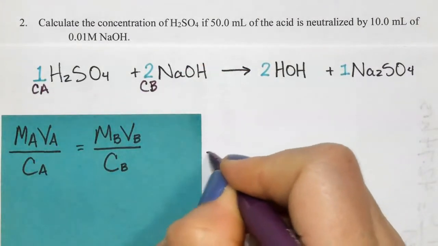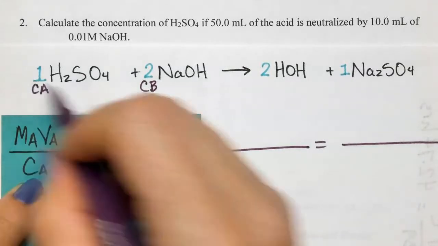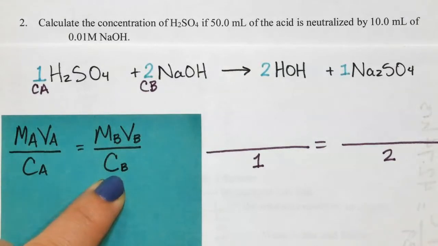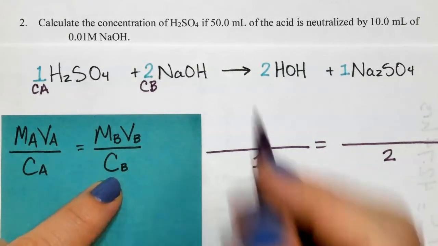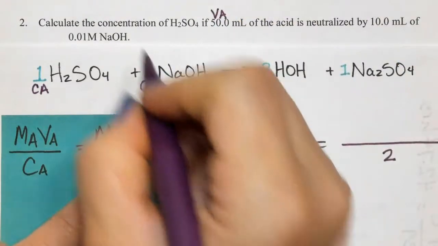So I'm going to go ahead and plug those into my equation. The coefficient of the acid is 1, the coefficient of the base is 2. Now, when I read the question, this is my acid, which makes this the volume of my acid.